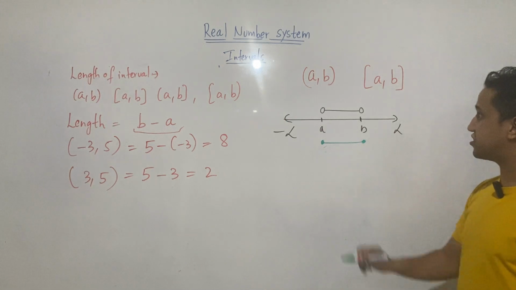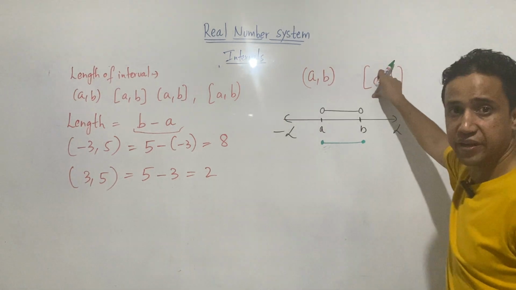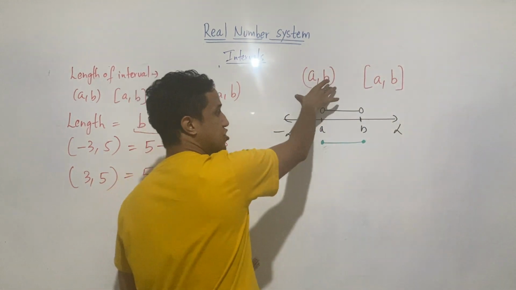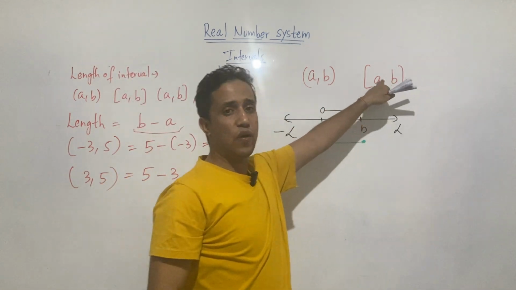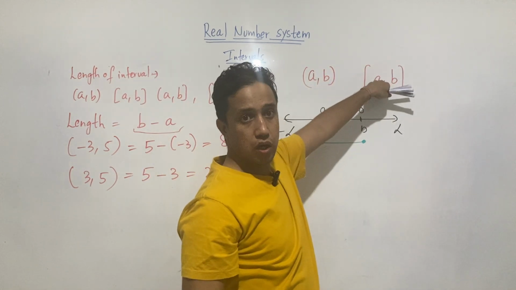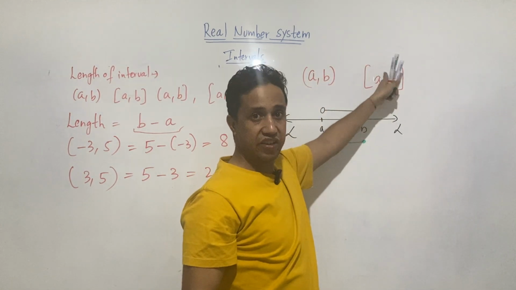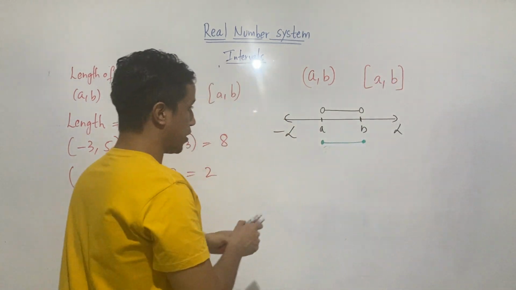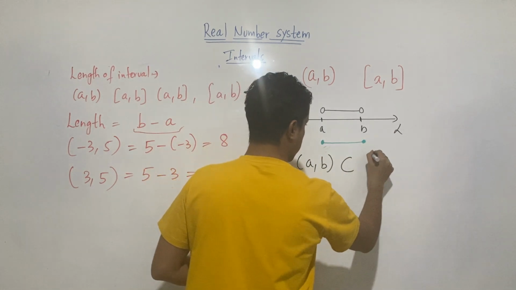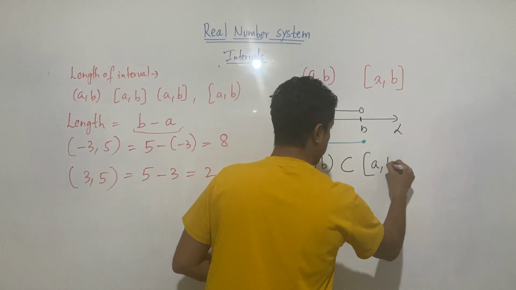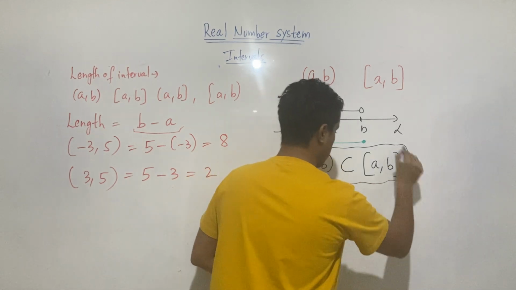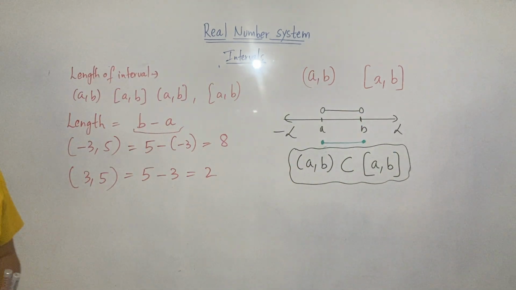So it simply means that this interval is bigger and this interval is smaller. It contains all the values of this interval, and it also contains the values A and B, because A and B are included. So here I can say that this open interval AB is a subset of the closed interval AB. This is a very, very important result.